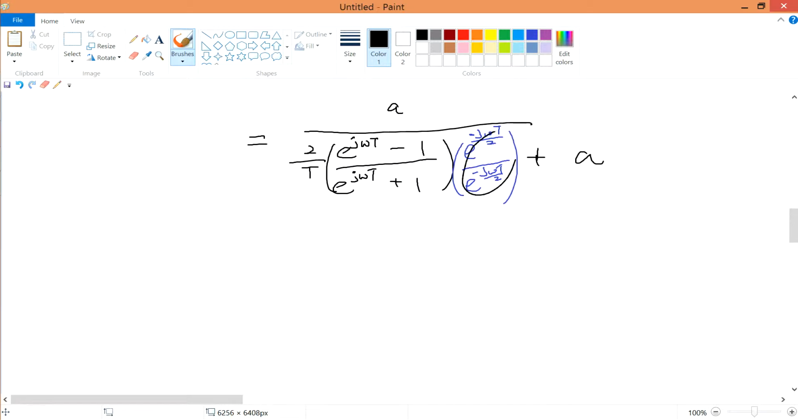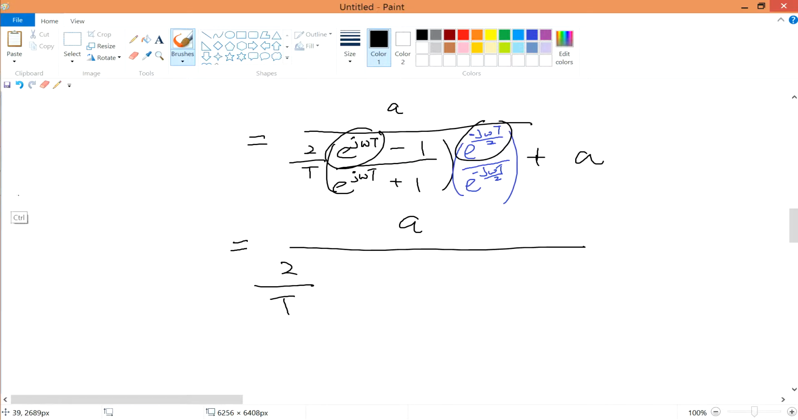And this thing over here, why do we multiply? It's because I'm only rearranging. I didn't change anything. This one is equal to 1. I'm only rearranging this within itself, and the purpose is to show you something later on. Okay, so I have a over 2 over T. This thing times this thing, what do you have?